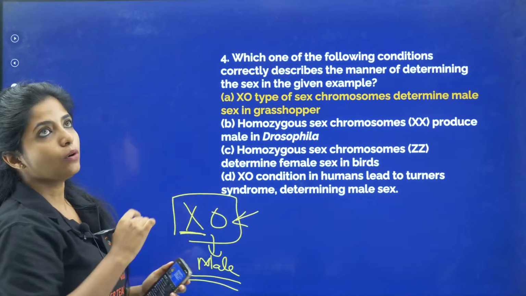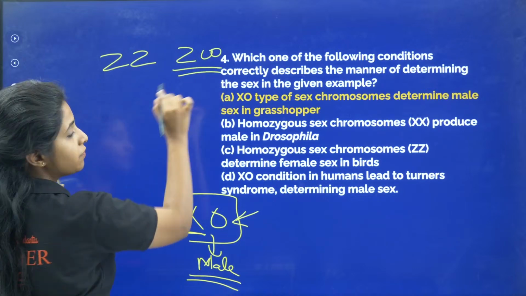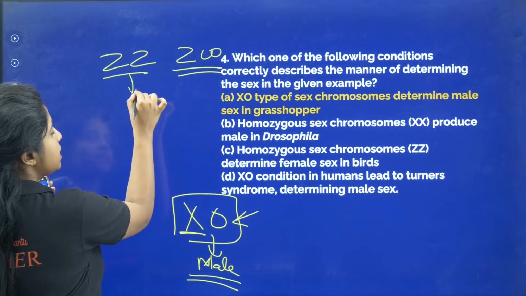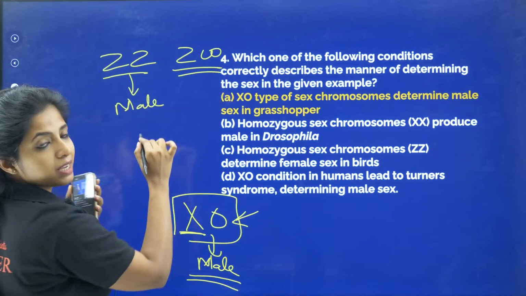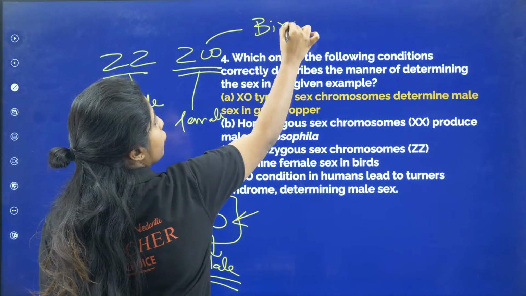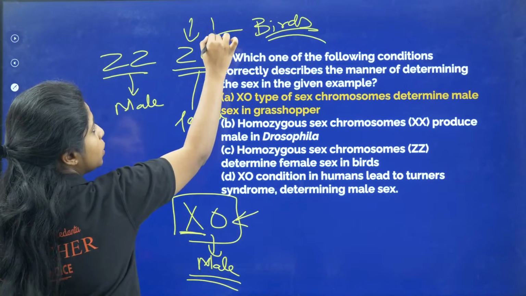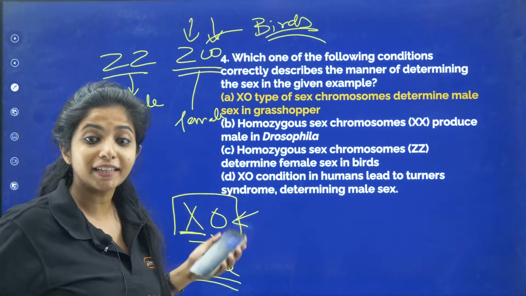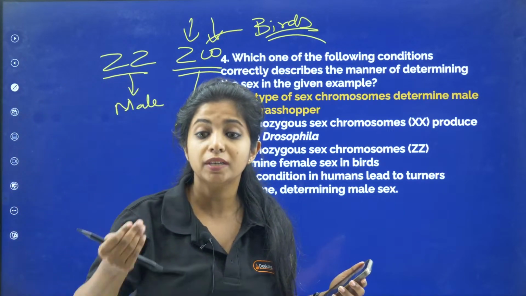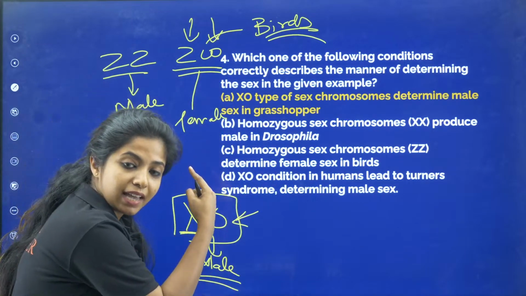Going ahead, in the case of birds you have ZZ, ZW type of sex determination. ZZ means it is male. ZW means it is a female. In the case of birds, they show female heterogamety. That means females produce 2 types of gametes. In all the rest of the cases, males are the ones that produce 2 types of gametes, even in human beings, X and Y, and in insects, X and O.